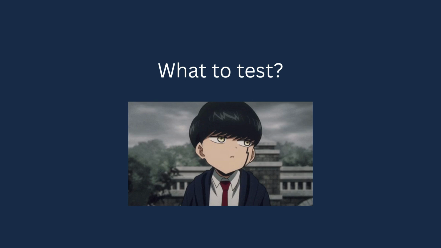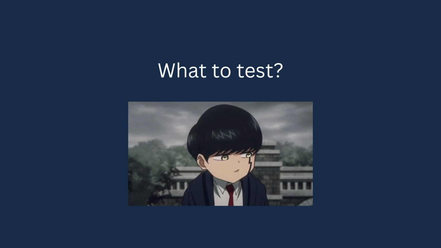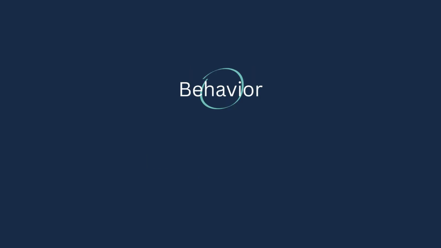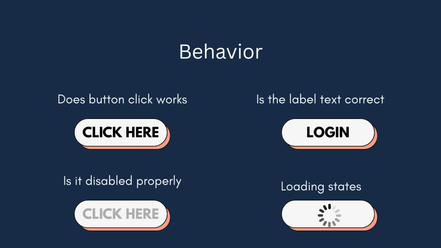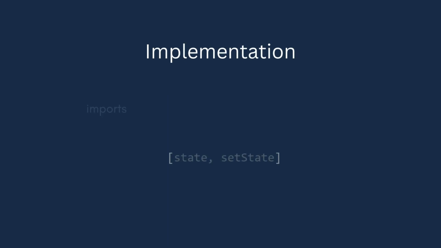Before you write any tests, you need to understand what you should test. In short, focus on behavior, not implementation. Behavior is what your components do. For example, it may display a login button. Implementation is the details that are irrelevant to the users, like states, hooks, and reducers.